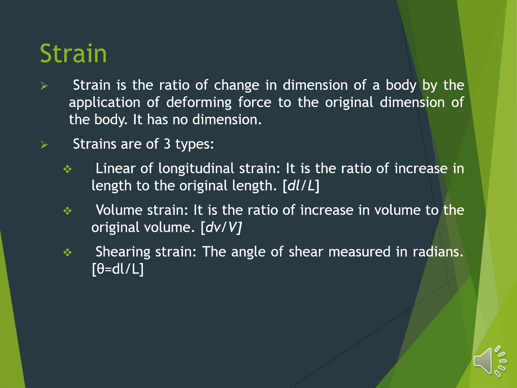Now, strain is also of three types. One is linear or longitudinal strain, which is nothing but the ratio of increase in length to the original length, that is dl by capital L. Second one is the volume strain. It is the ratio of increase in volume to the original volume, which is dV by capital V. And the third one is the shearing strain, which is the angle of shear theta and is measured in radians.